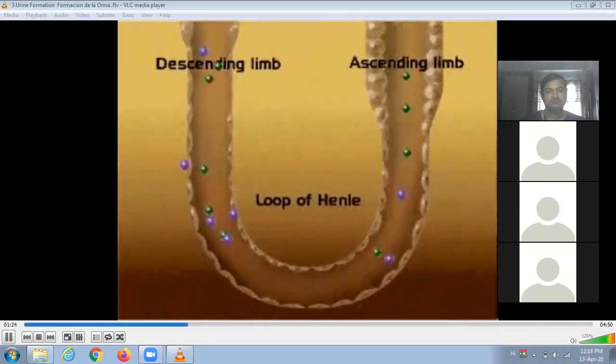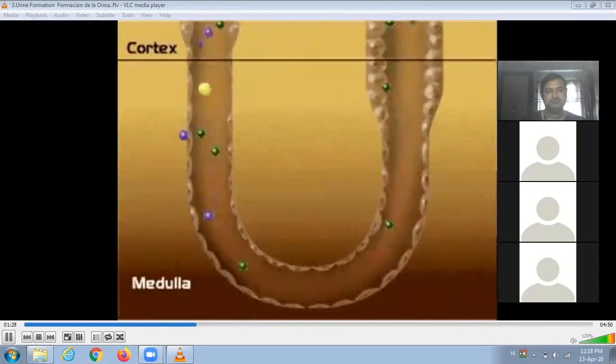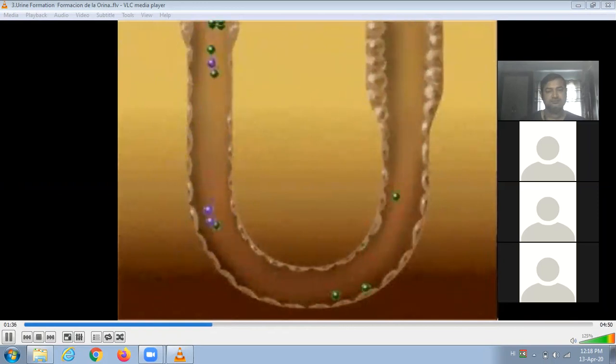The loop of Henle dips from the cortex of the kidney into the medulla. It is surrounded by the medullary interstitial fluid. The countercurrent multiplication system is responsible for not only elevating the concentration of urine in the loop, but more importantly, it elevates the concentration of the interstitial fluid as well.